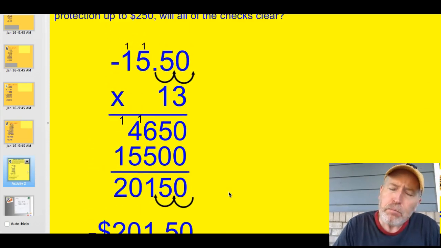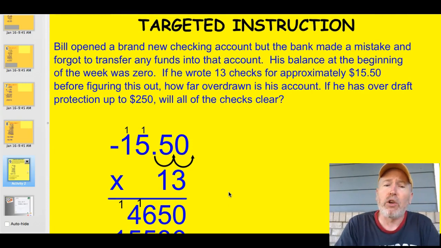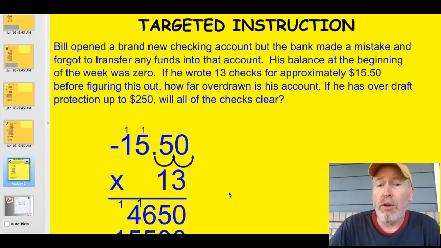But remember, a checking account is kind of like a credit card account, but instead of running it through a third party, the money actually comes out of your checking account, your bank account.